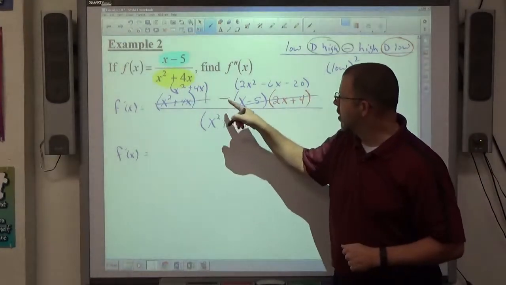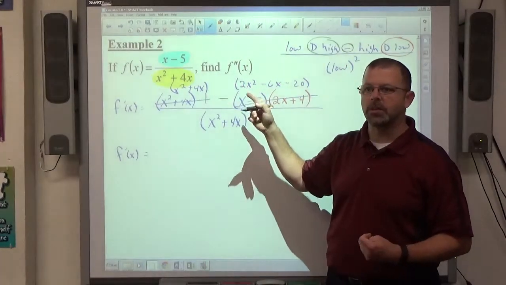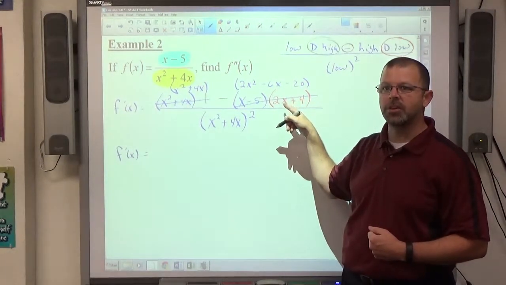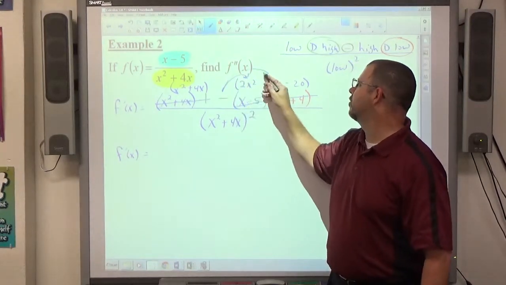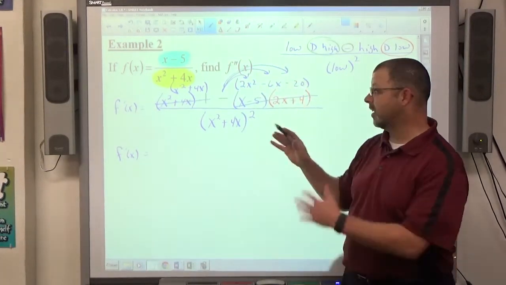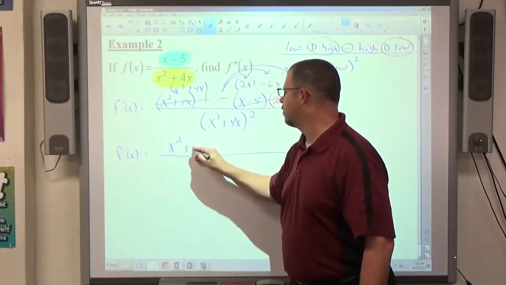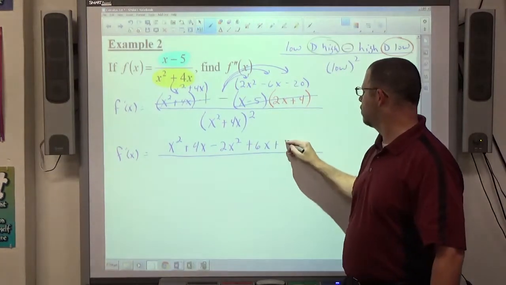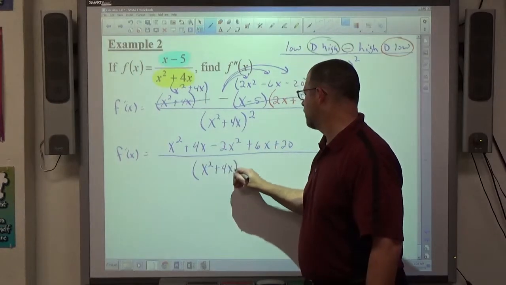There's a minus sign between, but again, I just go ahead and do these things here if they're not really challenging. FOIL at this point for you guys shouldn't be very challenging. Okay. Then I distribute this minus sign through, and this is where the parentheses are going to disappear. And I can treat everything as single objects. So I got x squared plus 4x minus 2x squared plus 6x plus 20 all over x squared plus 4x, the quantity squared.